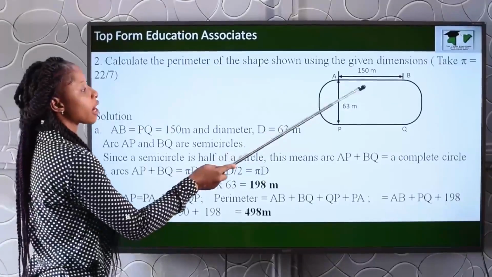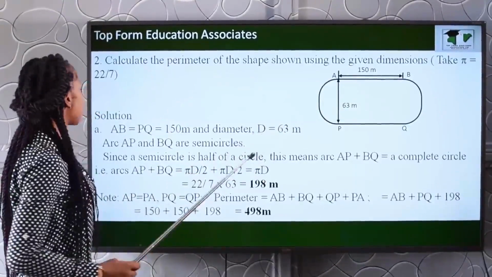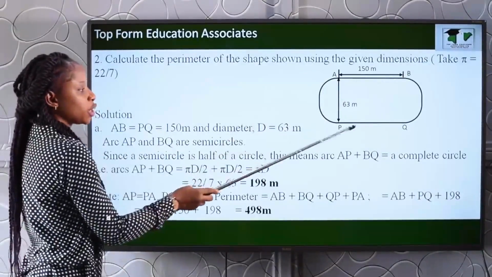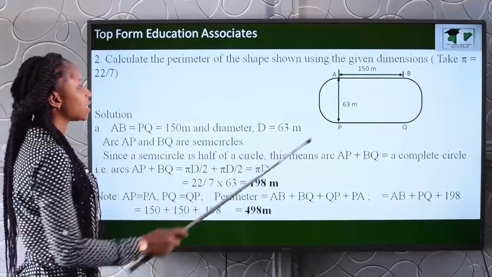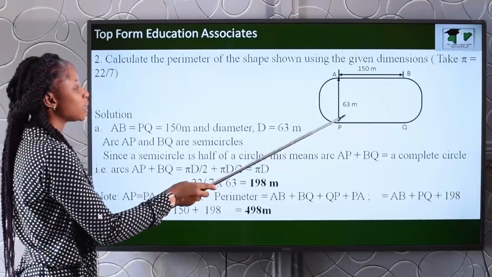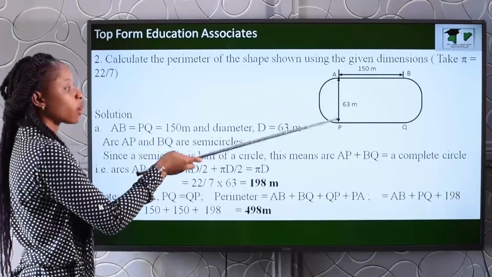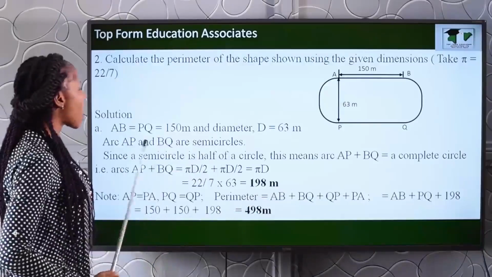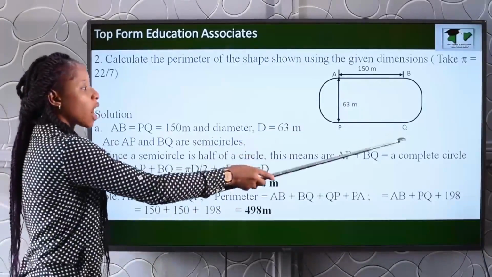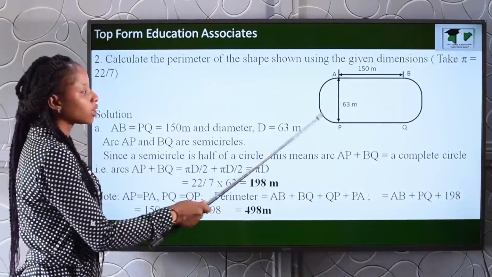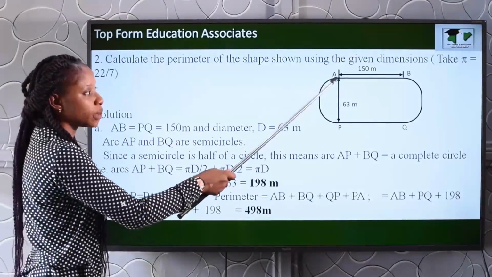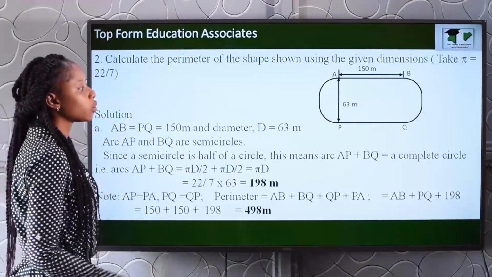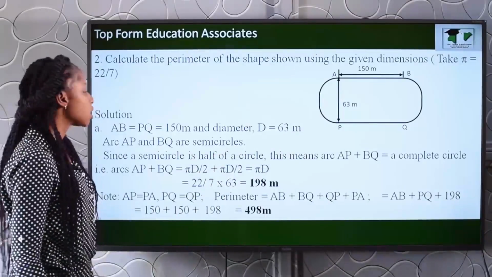Look at the shape here, and these are the dimensions given. Solution. AB equals PQ, and it is given as 150 meters, and the diameter is 63 meters. Remember what we said about the diameter, from one end to the other end of the circle. Now, arcs AP and BQ are semicircles. If you look at this very well, you see that this is a circle shape, but it is not complete, so it is half. A half circle is called a semicircle.